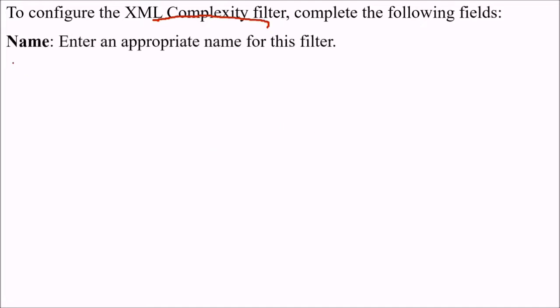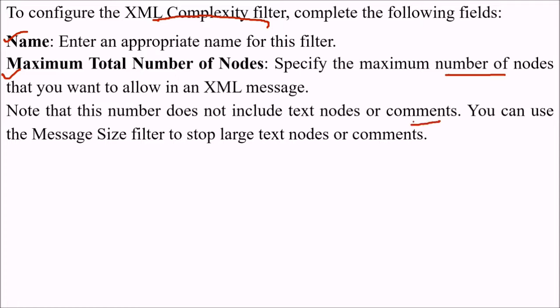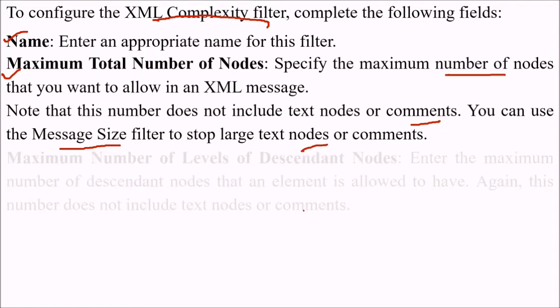So to configure this XML complexity filter, we need to complete certain fields. First is the name. We need to enter an appropriate name for this filter, and also the maximum total number of nodes. We need to specify the maximum number of nodes that you want to allow in an XML message. And we need to note that this number does not include text nodes or comments. You can use the message size filter to stop large text nodes or comments.